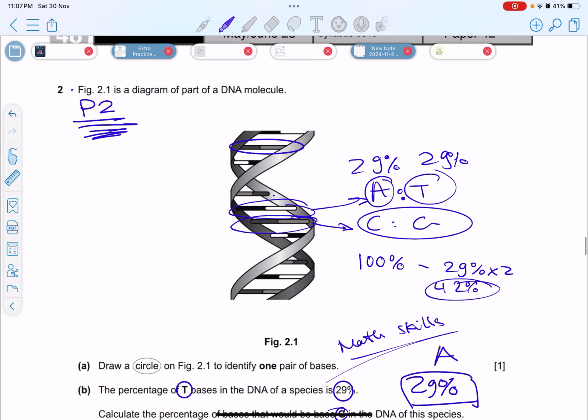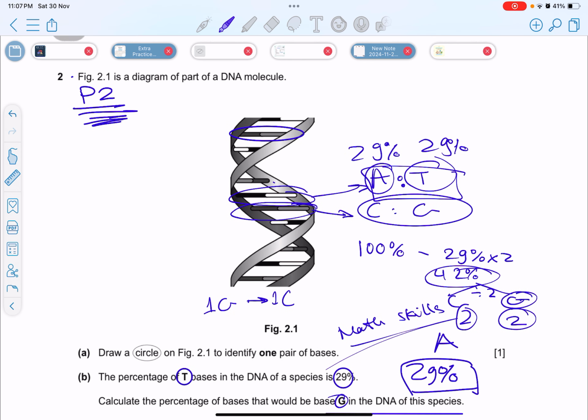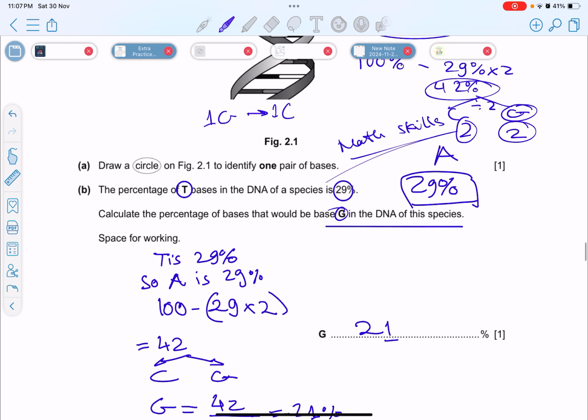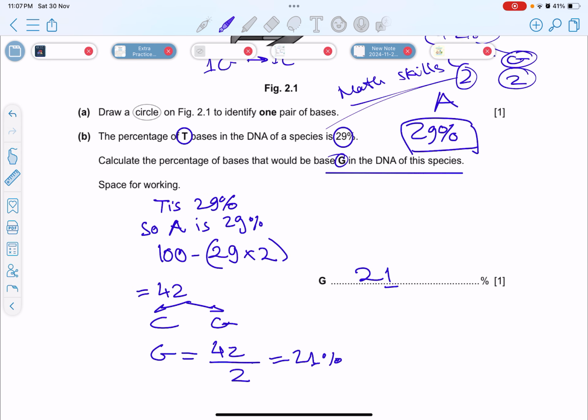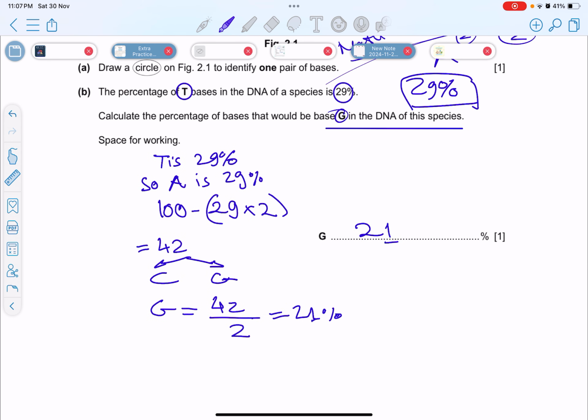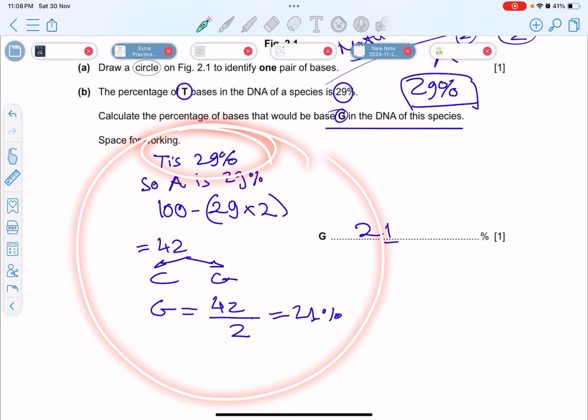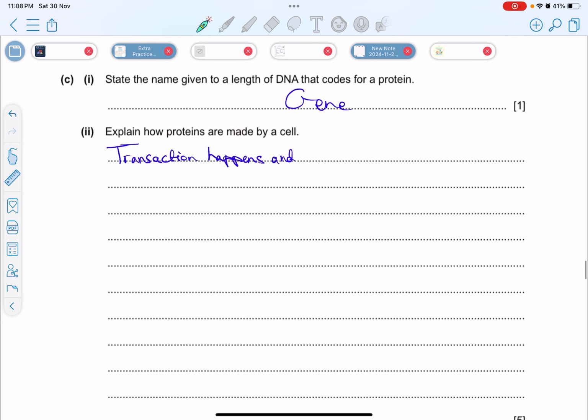The 42% remaining is divided equally, divided by 2, between C and G. Why? Because if I have 2 G, it would belong to 2 C. Each one G takes 1 C. We just use the same concept as we've dealt with A and T. So C and G are both 42 together, then we divide by 2 to get that G has 21%. These are the steps for working. T is 29, and A is the same as we explained.